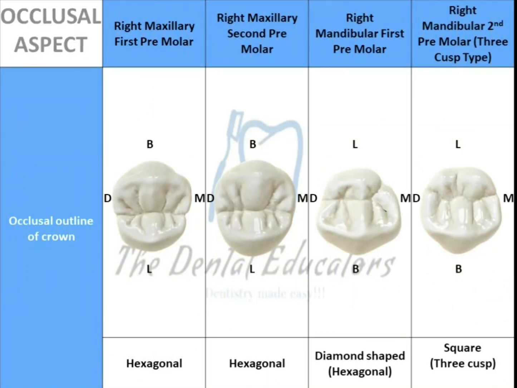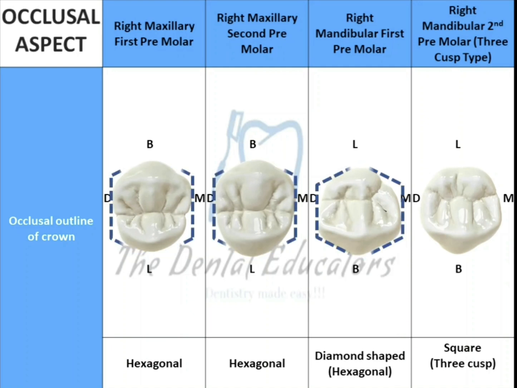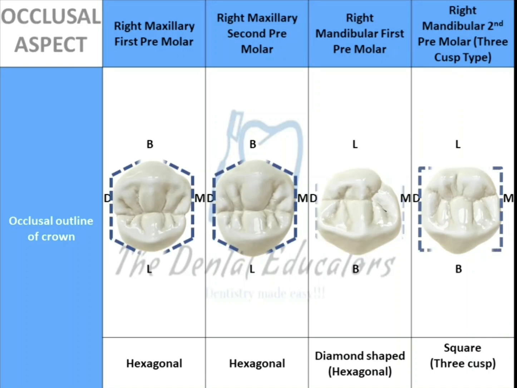Now at the end we will observe the characteristic features observed on the occlusal aspect of the maxillary premolars and mandibular premolars. The general outline for the crown of maxillary first premolars is approximately hexagonal in shape. Similarly, a hexagonal outline of the crown is observed for the maxillary second premolars and mandibular first premolars. But the three-cusped mandibular second premolar has a special kind of outline, which is more likely to be square in shape, as can be observed in the image below.